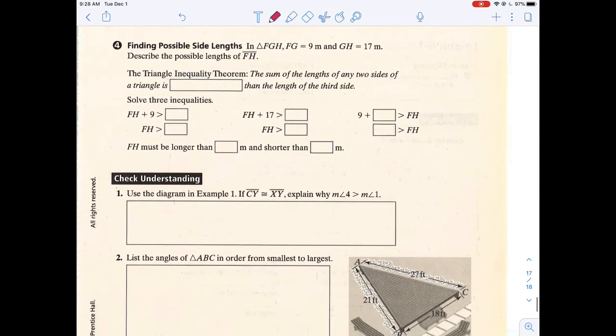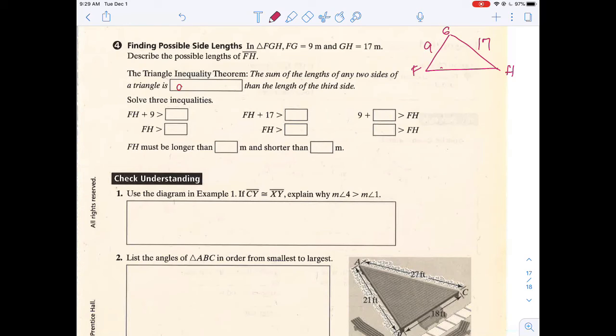Alright, and number 4, finding possible side lengths. In triangle FGH, side FG is 9. So let's just draw a triangle here. FG is 9. FH or GH is 17. Describe the possible lengths of FH.